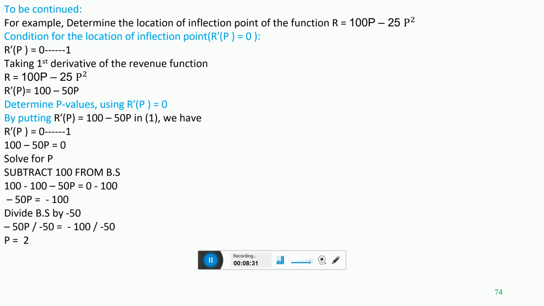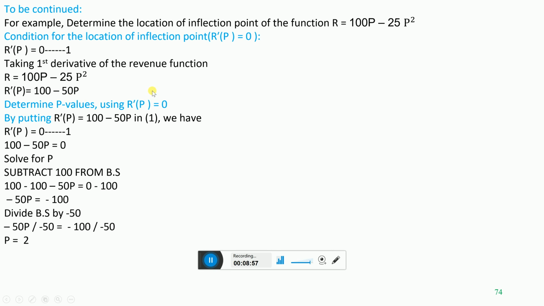Now we do not have the first derivative, so that is why we take the first derivative of the revenue function. R is equal to 100p minus 25p square. This is the revenue function. And the first derivative of the revenue function, R prime of p, is equal to 100 minus 50p. This is the first derivative of the revenue function.